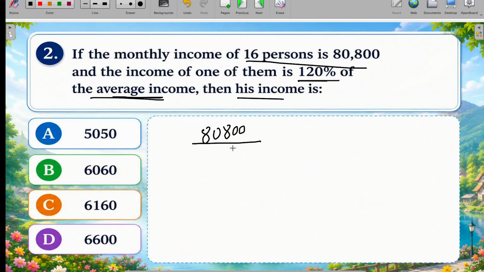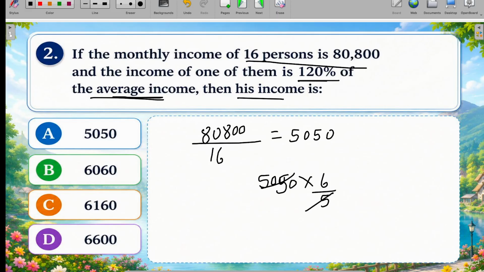Find the average first. How to find the average? Sum divided by the number of observations. 80,800 divided by 16 is 5050. Okay, 5050 is the average. Then one of the 16 members has a salary that is 120% of the average income. 120 percent means 6 by 5.